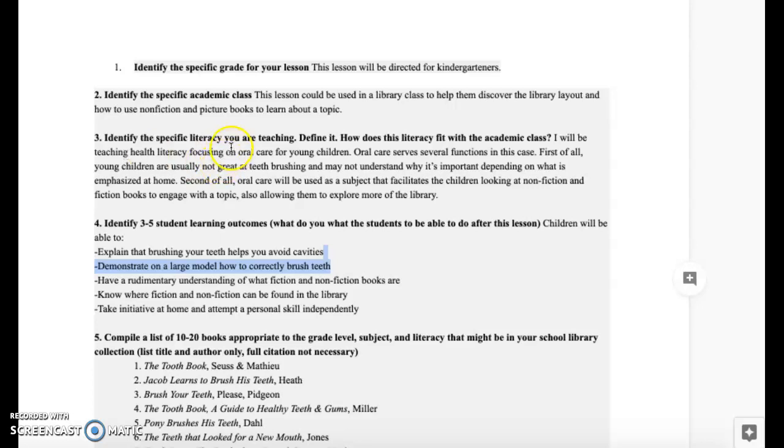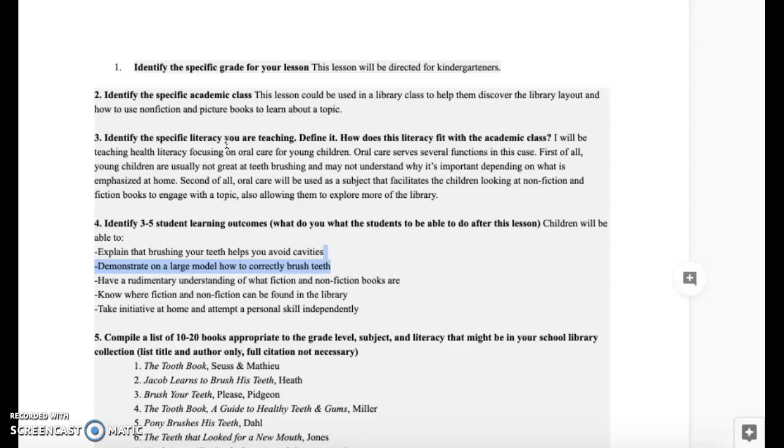Identify the specific literacy you are teaching. Define it. How does this literacy fit with the academic class? This will be a health literacy, but focusing on oral care and teeth brushing for young children. This is kind of a means to an end. Sure, the children will learn the practical task of why it's important to brush your teeth twice a day and what cavities are, but because we will be using fiction and nonfiction books to talk about this subject, they'll start understanding the difference between those two types of books, as well as where they can be found in the library, and it will also start them to understand how they can engage with a topic through resources found in the library.